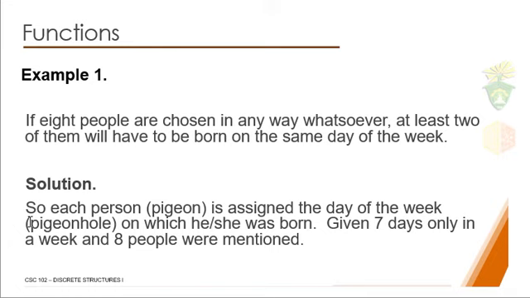So, solution. So, each person, we let it to be the pigeon, is assigned the day of the week. The day of the week is our pigeonhole, on which he or she was born. So, given 7 days only in a week and 8 people were mentioned. So, klaro ba? So, 8 people versus 7 days a week. So, using the pigeonhole principle, we can assume that there are at least 2 out of 8 persons are born on the same day.